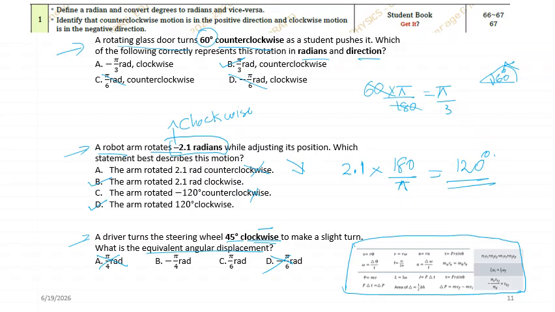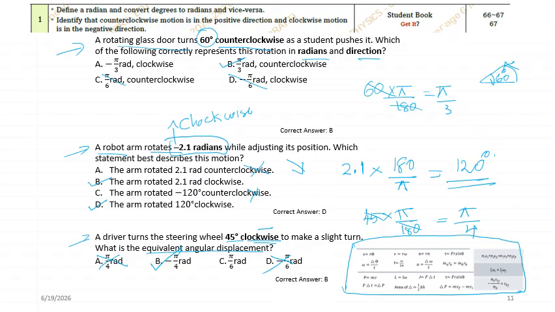Now to select the correct option, I need to convert it. It's easy again. 45 must be multiplied by pi over 180. Why pi over 180? Because you need to convert degree to radian. As you convert, you will get pi divided by 4. So which option will be correct? Negative pi over 4 rad. So practice, there will be more questions uploaded in the PDF, so you can practice them.